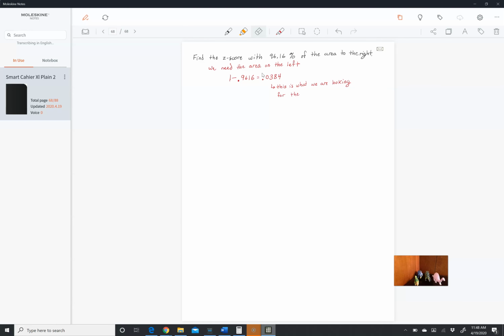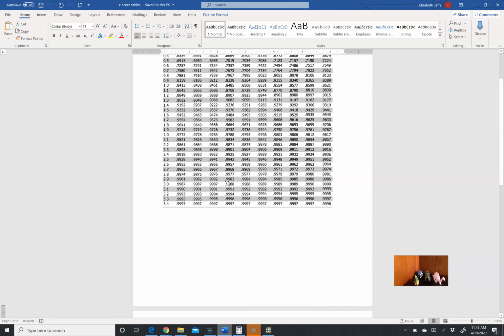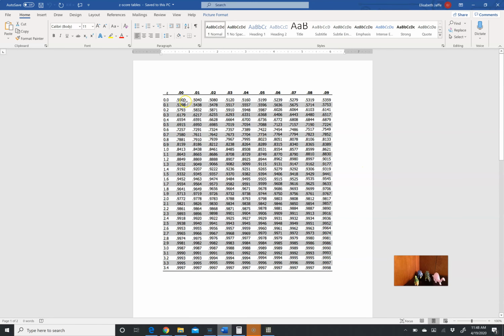I've heard it referred to as both, so that's why I'm not so concerned. But you should know both names so that if somebody else says standard normal table, you understand what that means. So let's go to our z-score table. It's 0.0384, so it's less than 0.5, so we're in the negatives. So again, it just saves us a lot of time, okay?